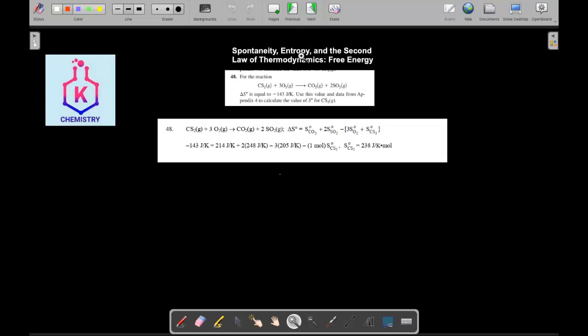For the reaction CS2 plus 3O2 give us CO2 plus 2SO2, delta S is equal to minus 143. Use this value and the data from the appendix to calculate the value of S for CS2. Again, products minus reactants, and you will find the value from the calculations.